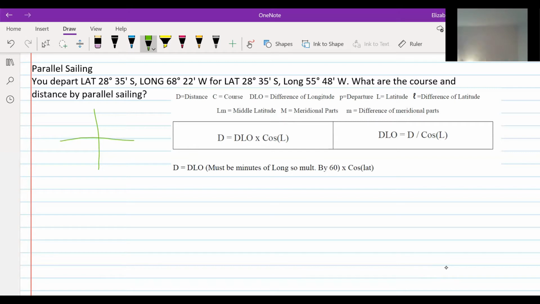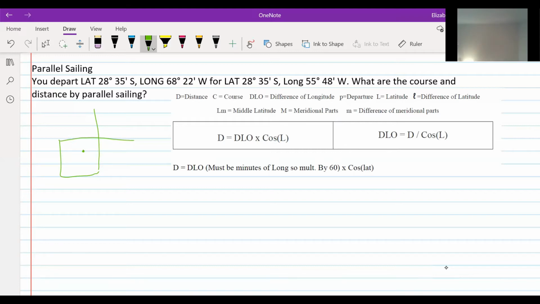So we depart at a latitude of 28 degrees 35 minutes south and a longitude 68 degrees 22 minutes west. So we are starting in the southwest hemisphere, which is this one that I've boxed. 28 degrees south, you can say it's approximately there. And then it was 68 degrees west. So let's just put it out there to start.